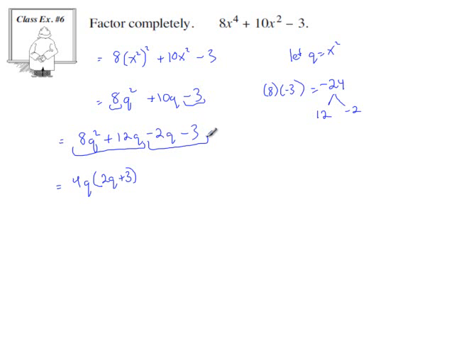Okay, negative 2q and negative 3 have nothing in common, so I can take out either a positive or a negative 1. If I took out a positive 1, I'd have a negative 2q in the brackets, and that's no good. So I'll have to take out a negative 1. So negative 2q divided by negative 1 is positive 2q. And negative 3 divided by negative 1 is positive 3.